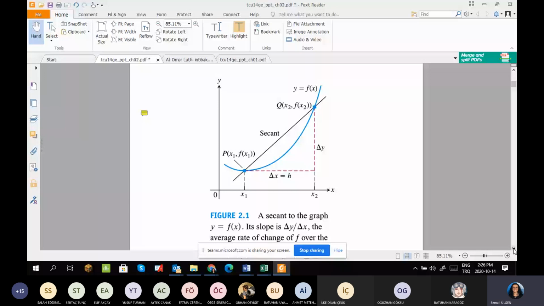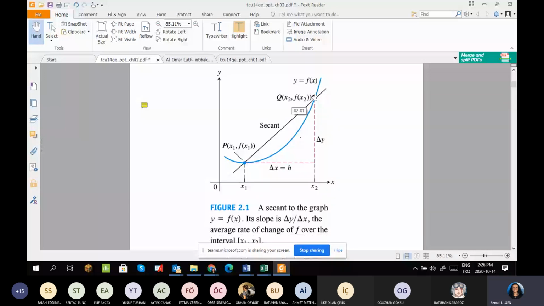Here it is pictorially. This is our f, and we have delta y and delta x. We said that delta y is f of x2 minus f of x1, and delta x is x2 minus x1. If you take the ratio of the two, delta y over delta x, it is actually the slope of a line. And this line is a secant line. Let's remember what a secant line is.